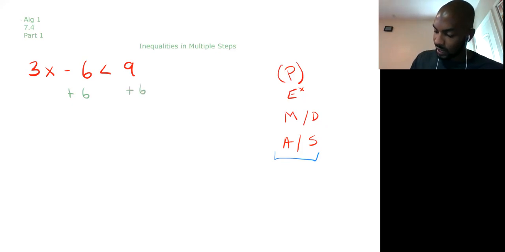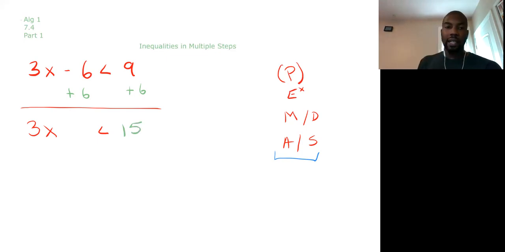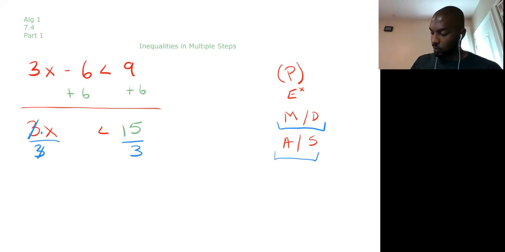You're going to notice it's the exact same steps, and that's the idea. We're going to end up with a 9 plus 6, which we know is 15. I'm going to go a little faster because we already did this. 3x less than 15. How do I find out what the x is by itself? I now move up to multiplication and division. I have multiplication. Its inverse is division. What I do to one side, I do to the other. 3 divided by 3 is 1, so I get x.